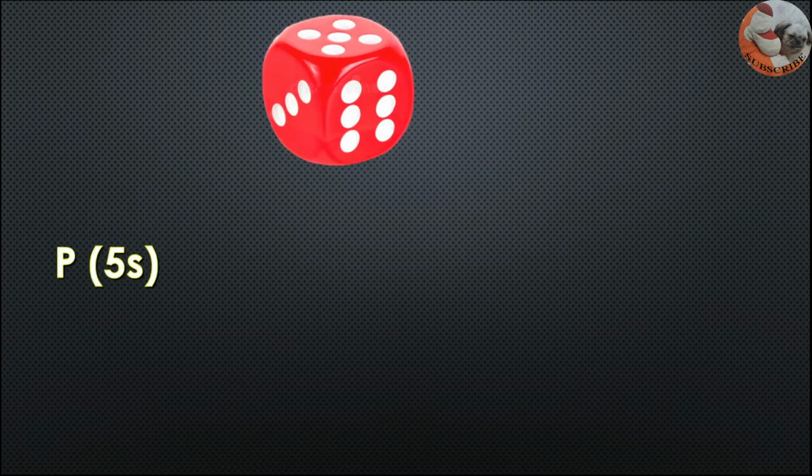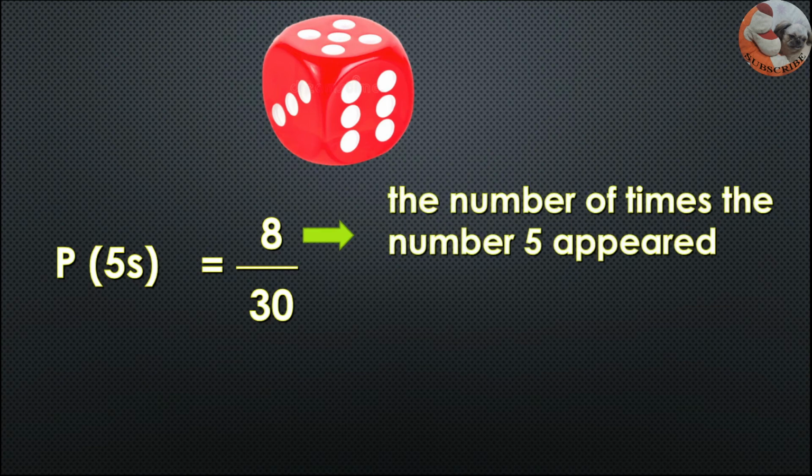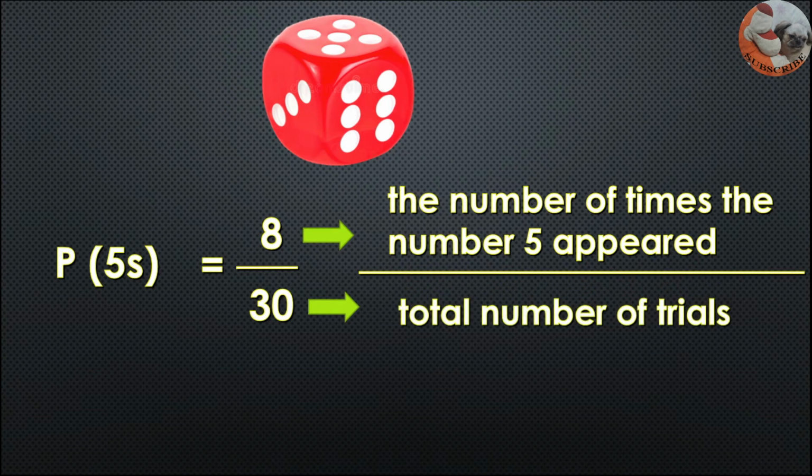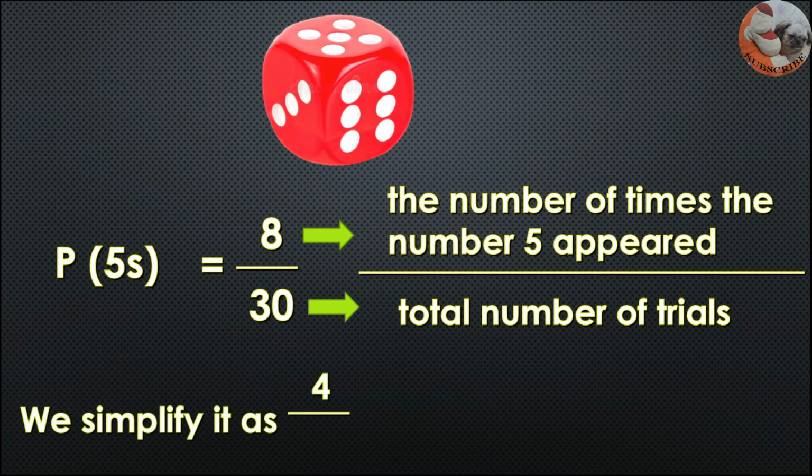Probability for 5s is equal to 8 out of 30, in which 8 is the number of times the number 5 appeared, and 30 is the total number of trials. We simplify it as 4 out of 15, or 27%.